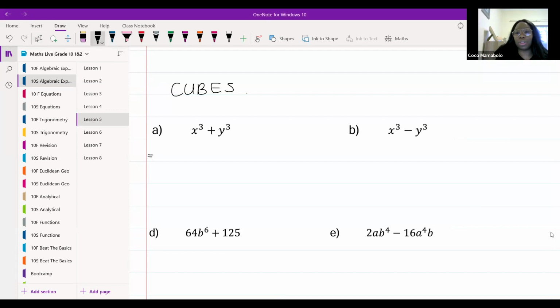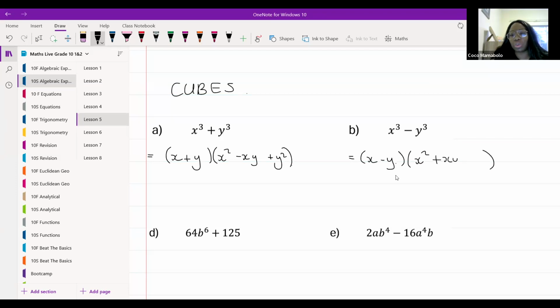Okay, let's start with this one. I'm going to get x plus y over here. And in my bracket, I'm going to get x squared minus xy plus y squared. That's what I'm going to get for that first one. Now, for the second one, I'm going to get here a binomial and a trinomial. I'm going to get x minus y. And in my big bracket, I'm going to get x squared plus xy plus y squared. Remember, negative y all squared should give us positive y squared.